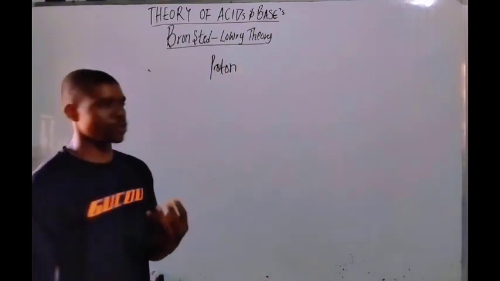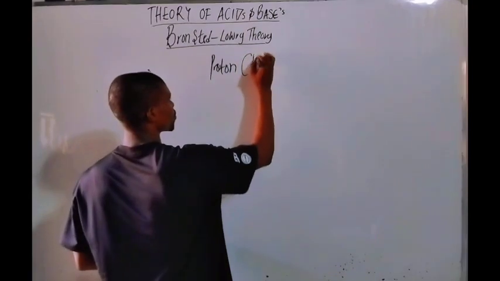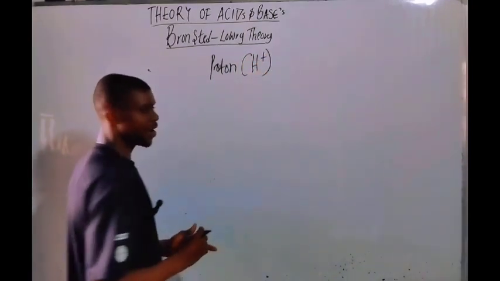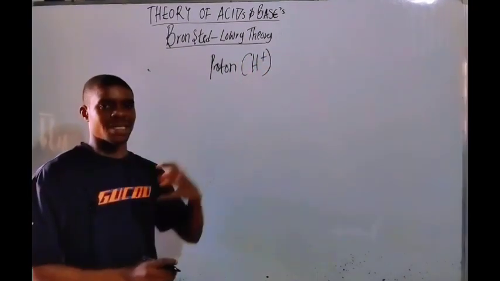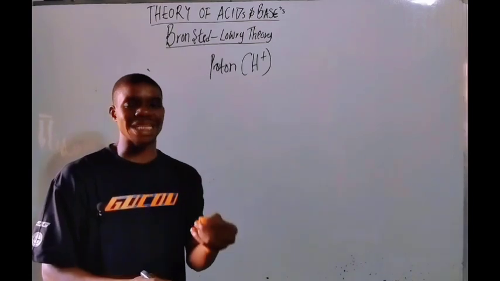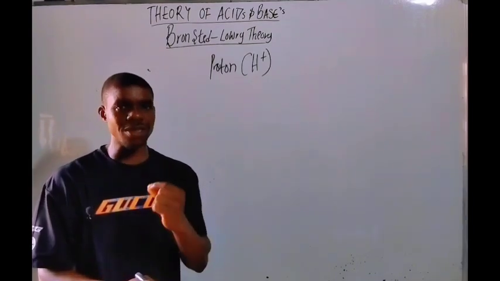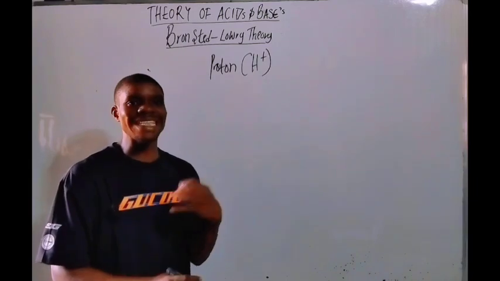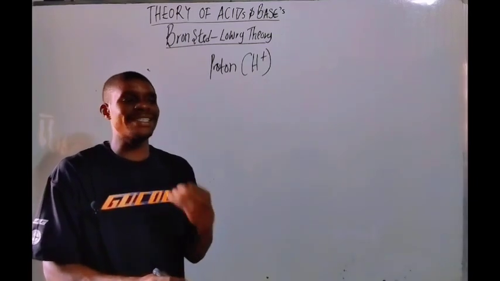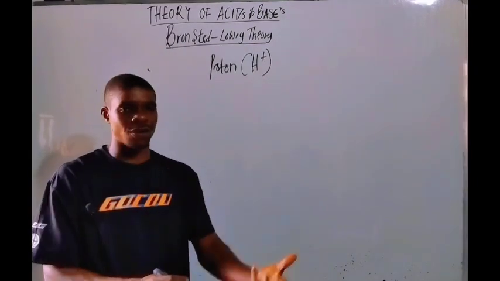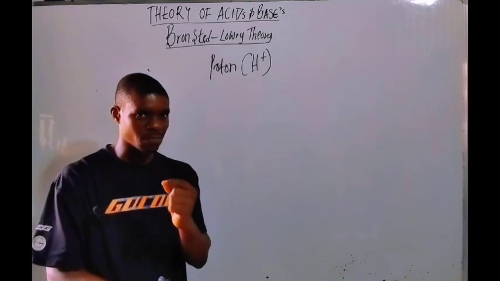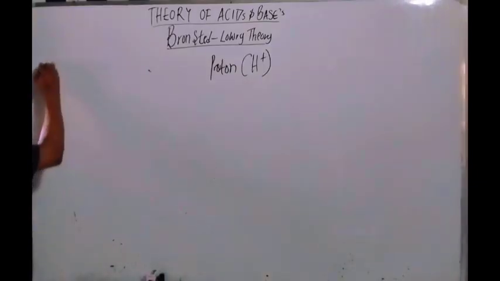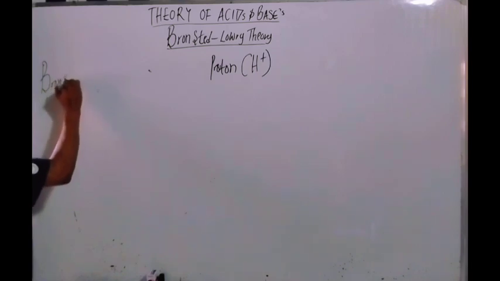Now what is a proton? A proton is H plus. And what is H plus? H plus is hydrogen that has lost an electron. Do you understand? So in the sense that we talk about the Bronsted-Lowry concept, it actually deals with the transfer of hydrogen that has lost one electron. Do you understand?